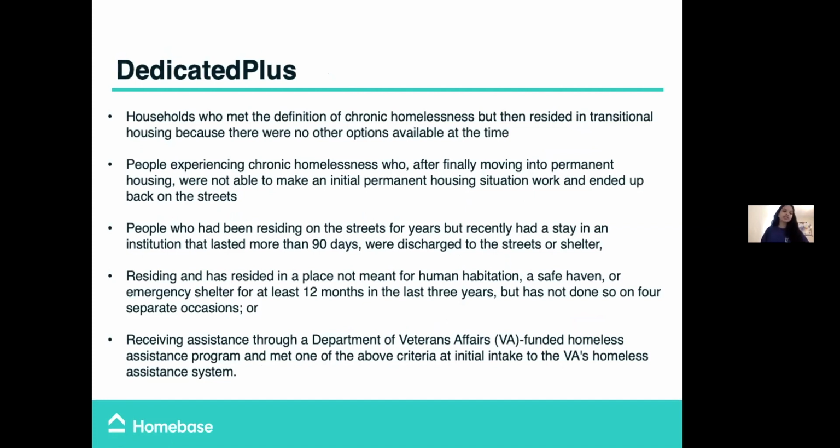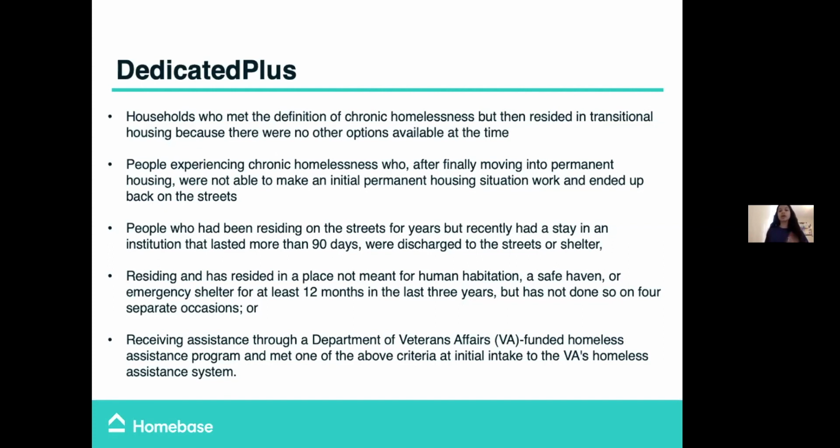In response to challenges communities were having connecting their most vulnerable neighbors who did not meet the definition of chronic homelessness, or who likely met the definition but did not have adequate third-party documentation available, HUD announced in the 2017 NOFA DedicatedPlus permanent supportive housing projects. And these projects have a little bit more flexibility with who they can serve. So along with being able to serve chronically homeless individuals, you can also serve a person who met the definition of chronic homelessness, but then resided in transitional housing because there were no other options available at the time.